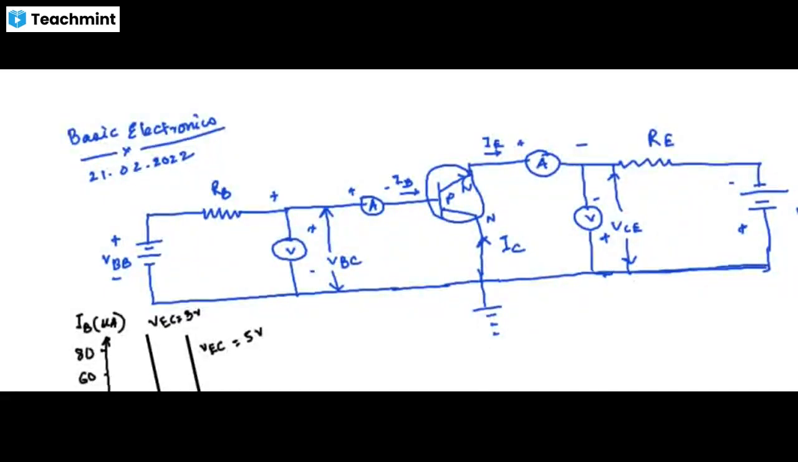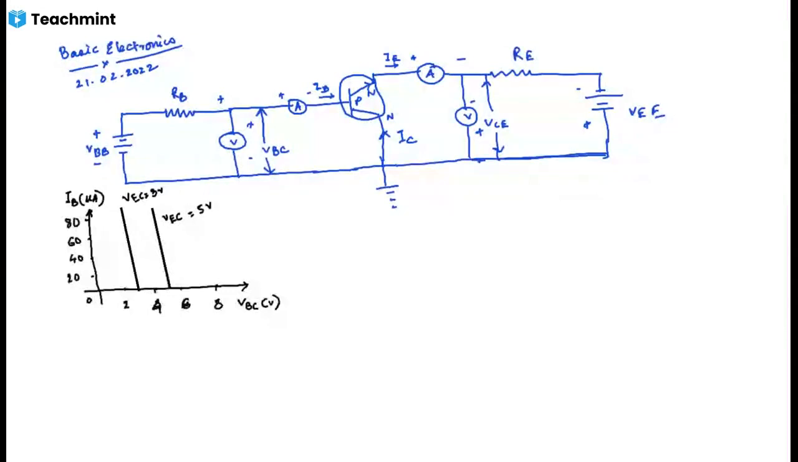Yes, sir. So you understand that this is the input characteristics. Why it is happening, you understand? Because there is a high input impedance, so I will get only the straight line. There will be no curve. Okay. So what will be the output characteristics? Let us see.